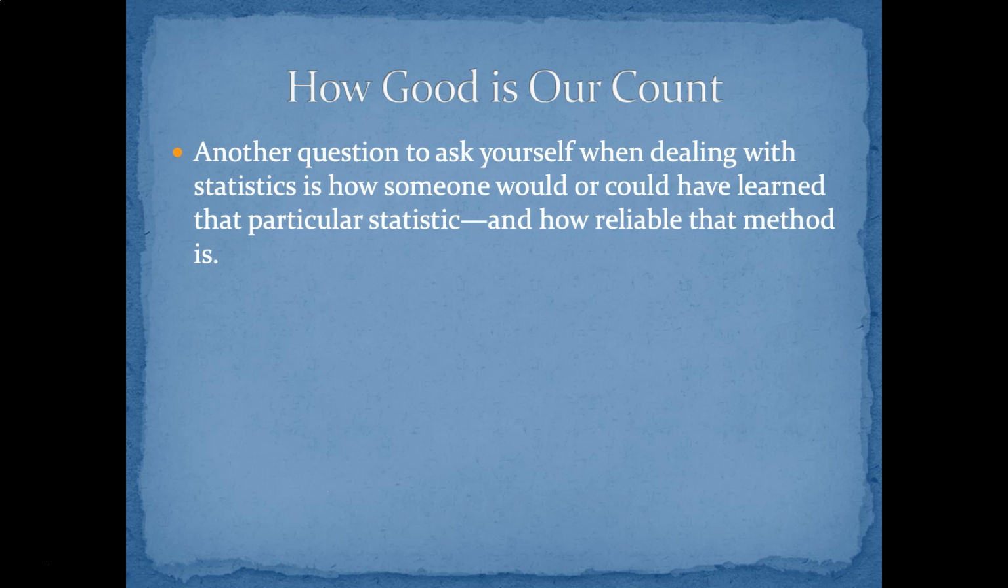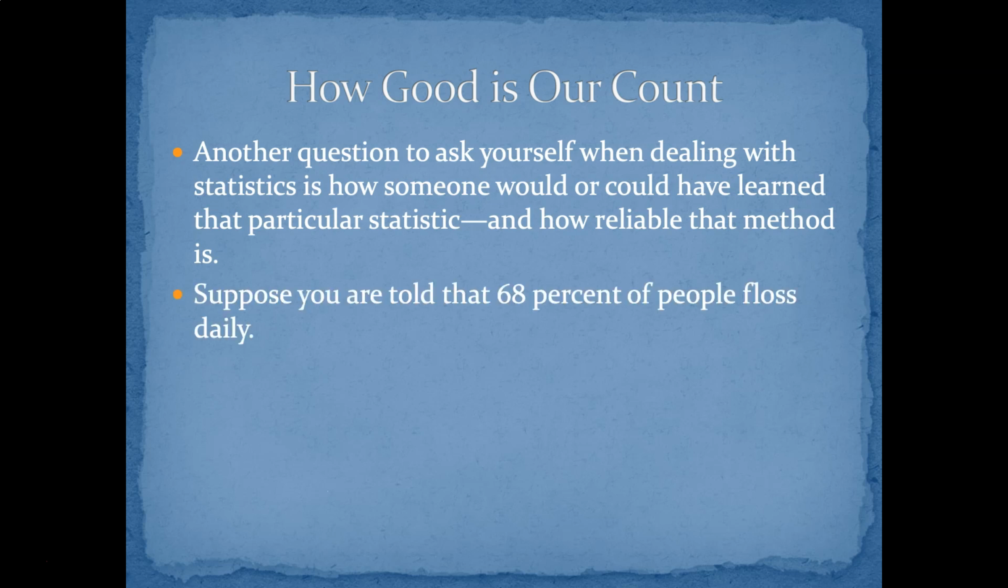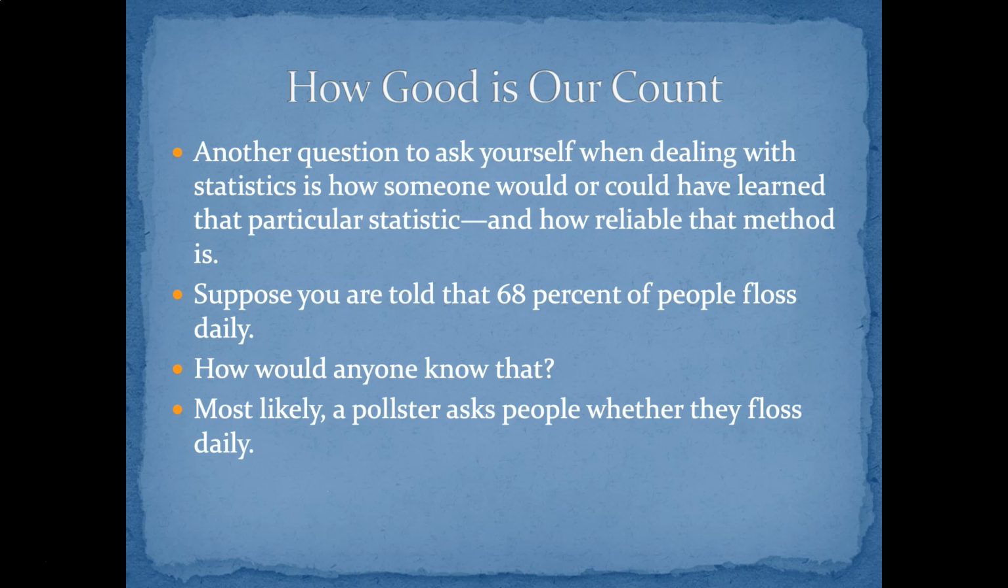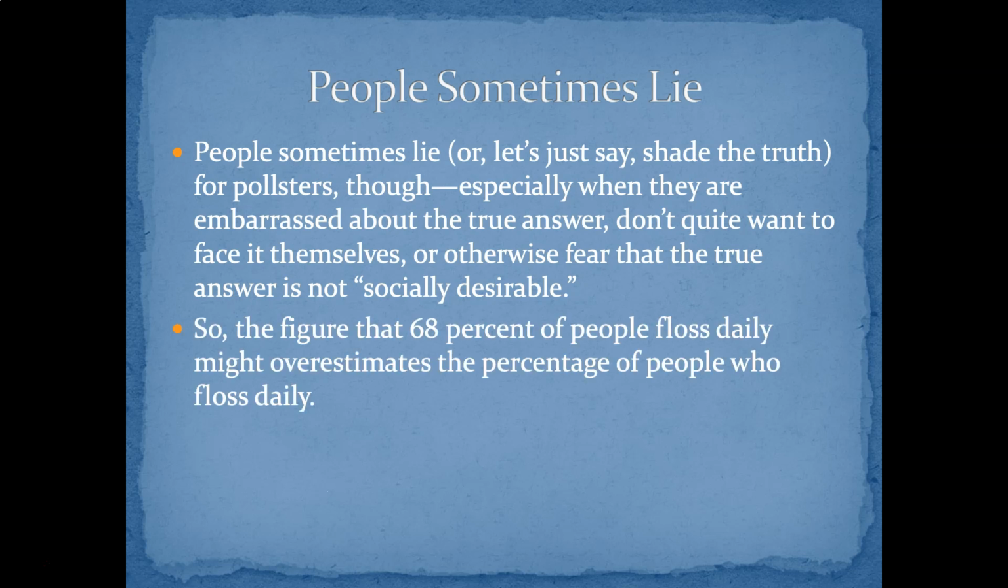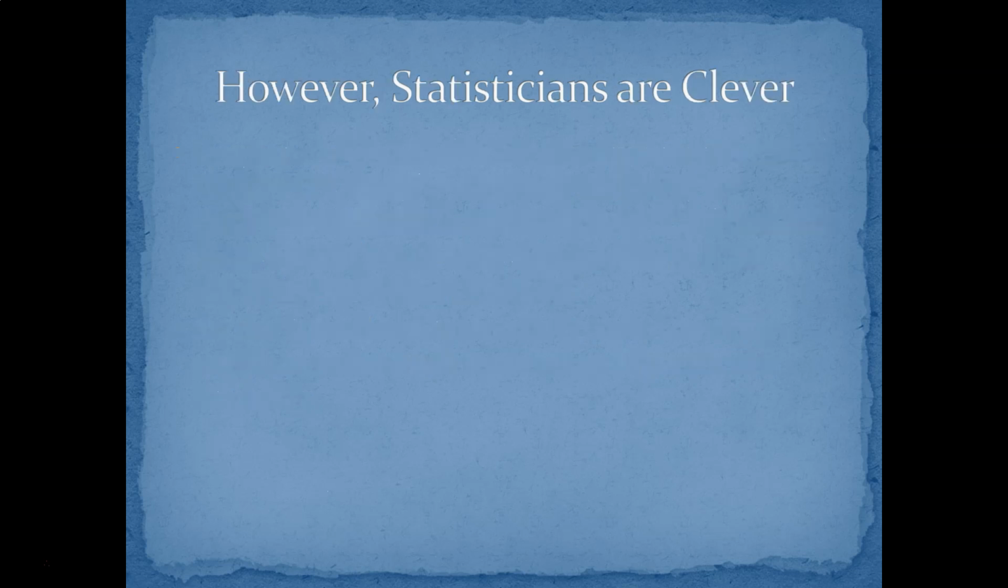Another question to ask yourself when dealing with statistics is how someone would know or could have learned that particular statistic, and how reliable that method is. Suppose you're told that 68% of people floss daily. How would anyone know that? Most likely, a pollster asks people whether they floss daily. People sometimes lie. Or let's just say they sometimes shade the truth for pollsters, especially when they're embarrassed about the true answer, they don't quite want to face it themselves, or otherwise fear that their true answer is not socially desirable. So, the figure that 68% of people floss daily might overestimate the percentage of people who floss daily.